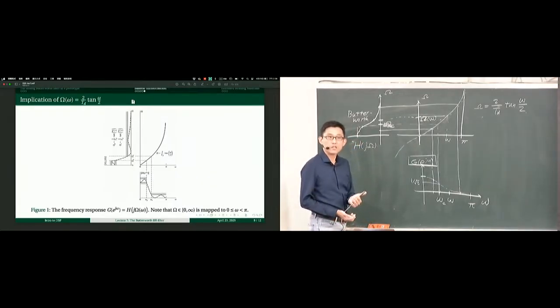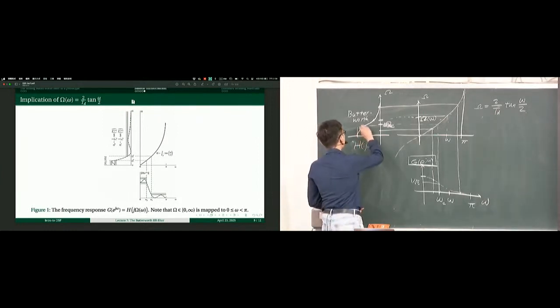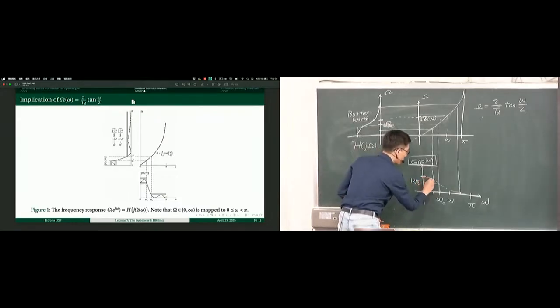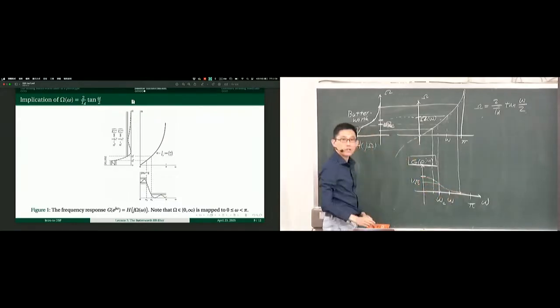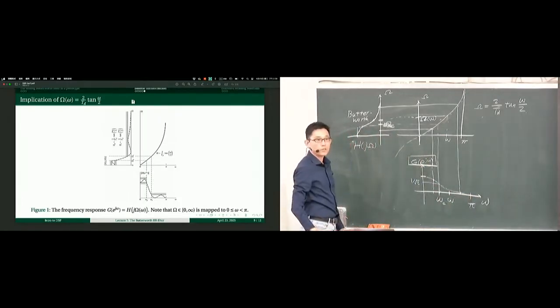So I want to share with you this is why bilinear transformation gives us a design of a digital filter. Monotonically decreasing originally, monotonically decreasing after the design. Okay, this nice property is preserved.